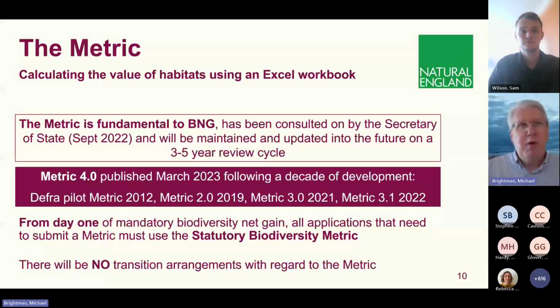Metric 4.0 was published in March of this year and will form the basis of what will become the statutory metric on day one of biodiversity net gain. Once the statutory metric has been published, it won't follow these iterations that we've seen in the last couple of years, but as I said, we'll revert to the 3 to 5 year review cycle. From day one of mandatory biodiversity net gain, and by day one that means any planning application submitted on that day or afterwards, will have to submit the statutory metric. There will be no transition arrangements with regards to the metric, so the current and earlier versions cannot be submitted as part of that planning application.